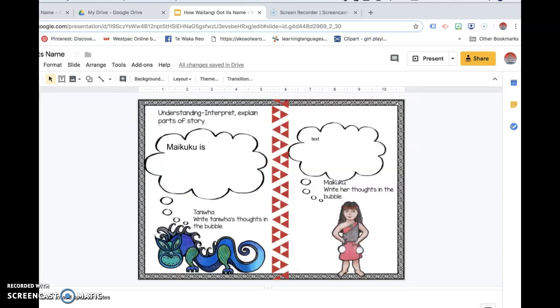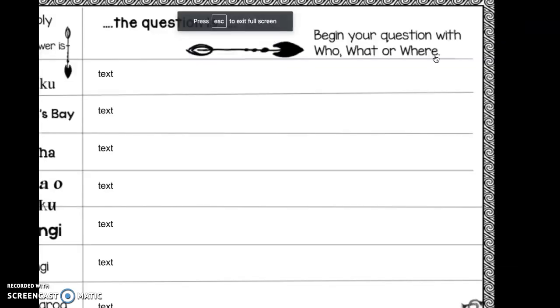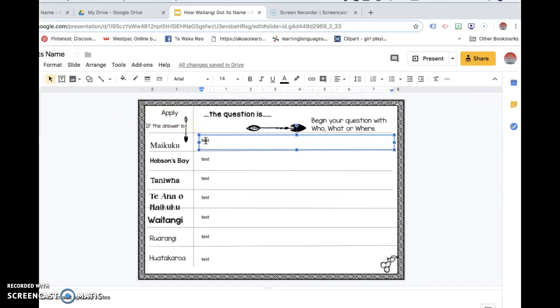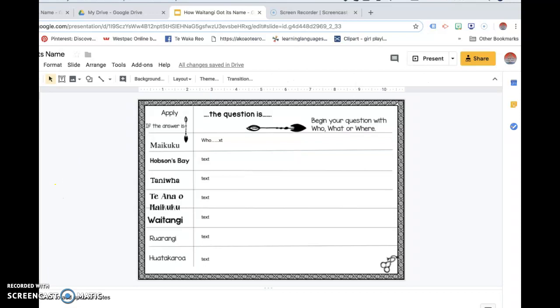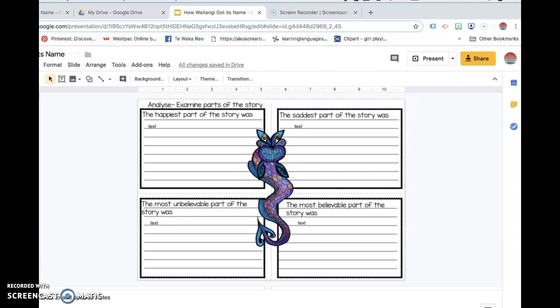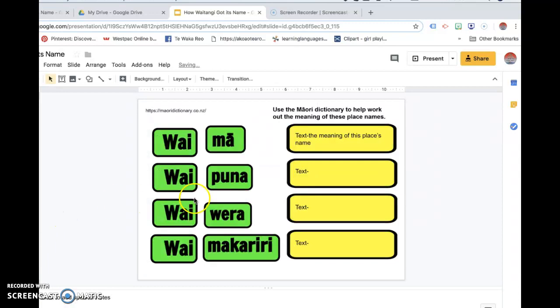And then we come on to understanding. Apply. So this is quite a good one. The question is, if the answer is Maikuku, the question is, and so using who, what, where, the answers can be written in there. Okay, so apply, analyze, evaluate, create. This is a great little activity.